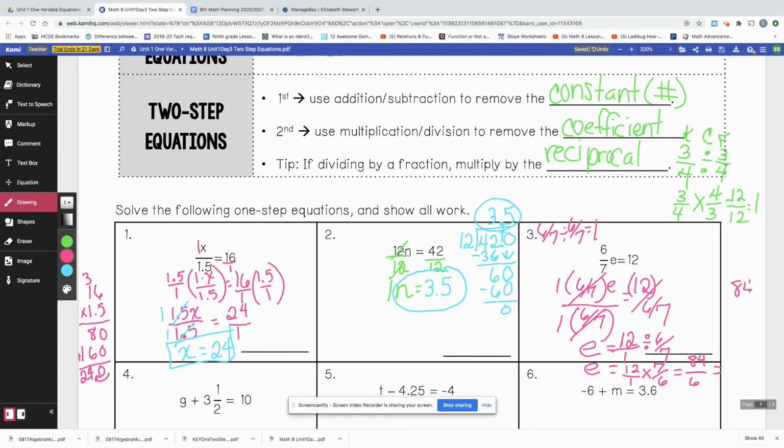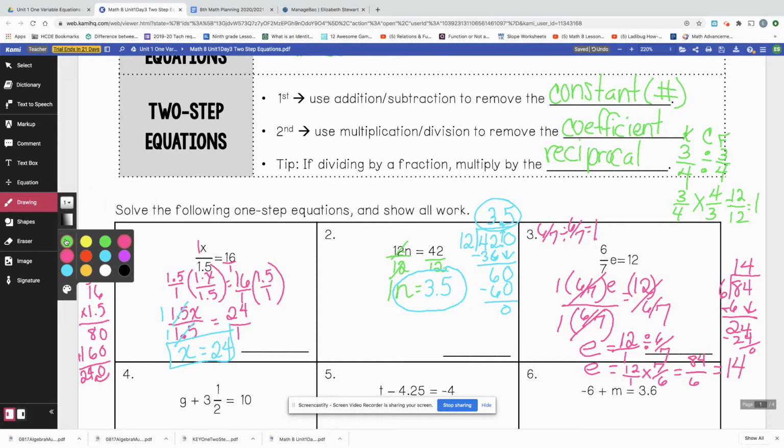Might have to do long division. 6 goes into 84 once. I have 2 left over. Bring down the 4. 6 goes into 24 4 times. Then I have nothing left over. So e is equal to 14.